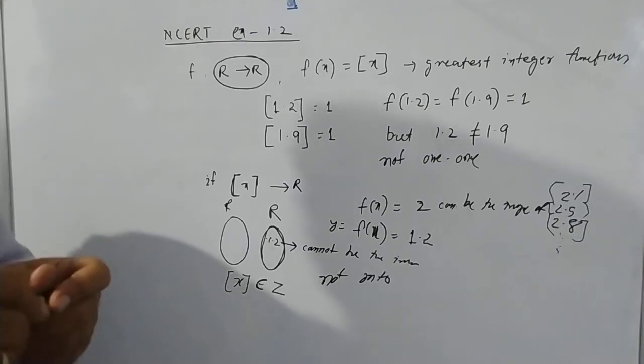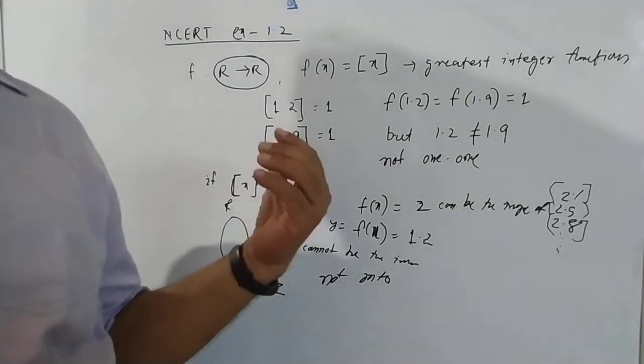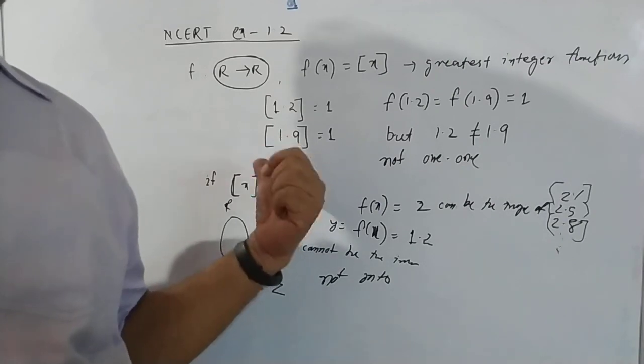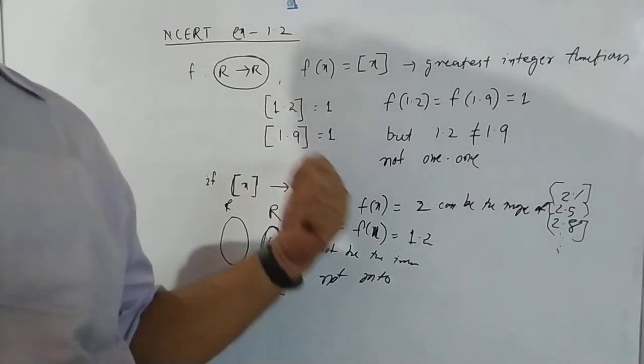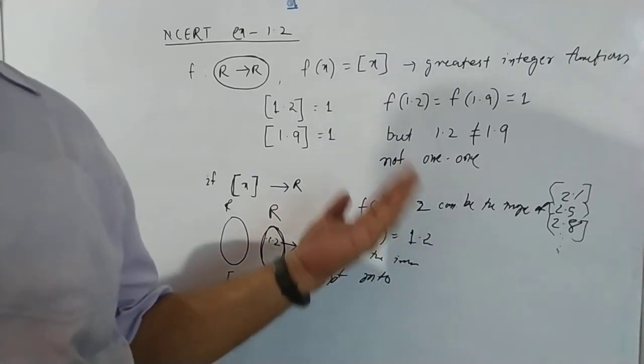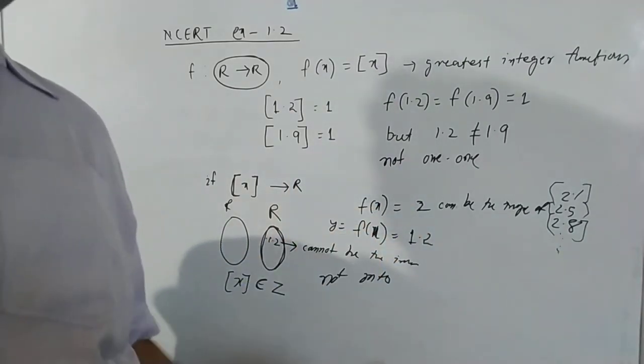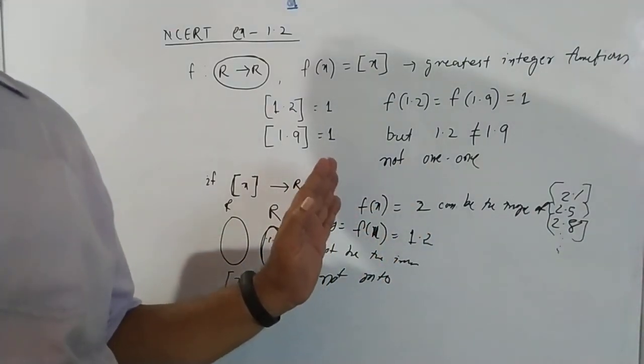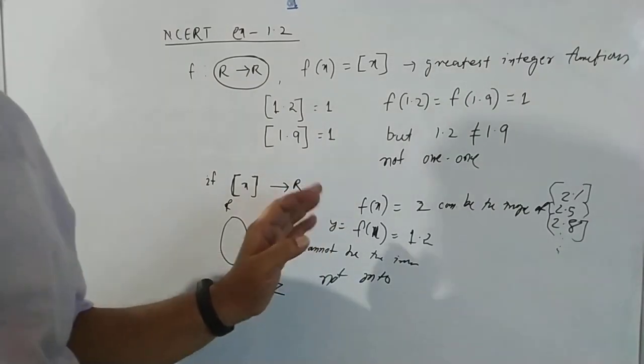This is the example. After this, now I am going to give you the exercise 1.2. You solve it. Very few questions are there. I am giving time. Then I will play part 2, composite function and invertible function.